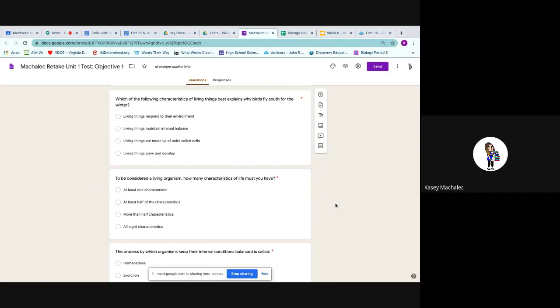The next question says, which of the following characteristics of living things best explains why birds fly south for the winter? Is it living things respond to their environment, living things maintain internal balance, living things are made up of units called cells, or living things grow and develop? Which best explains why birds fly south for the winter?